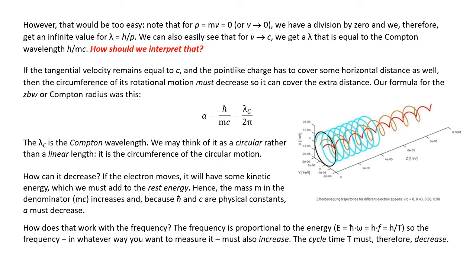So here I said that we cannot interpret the length, this linear distance between two crests or two troughs, as the de Broglie wavelength, because for the momentum being zero, the classical velocity goes to zero, we have a division by zero, and lambda is h divided by p, the de Broglie relation, and we get an infinite value. And then the funny thing is, I said, when v goes to c, we get a de Broglie wavelength that is equal to the Compton wavelength. So how should we interpret that? And then, well, I put it here.